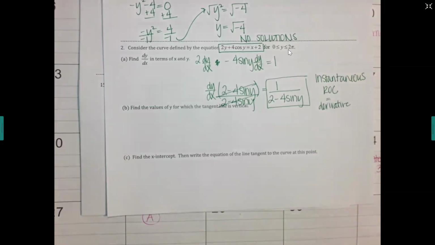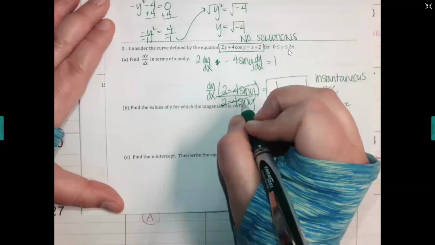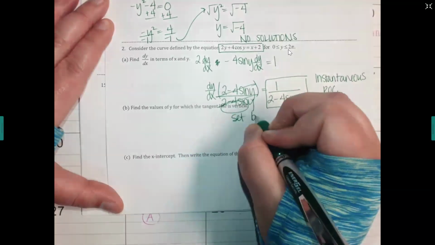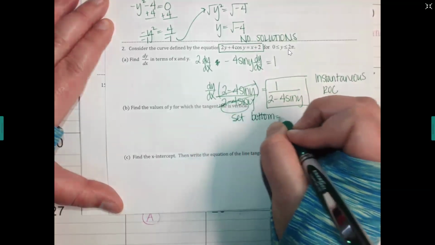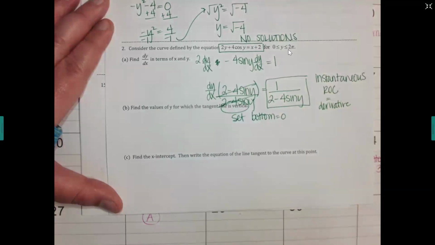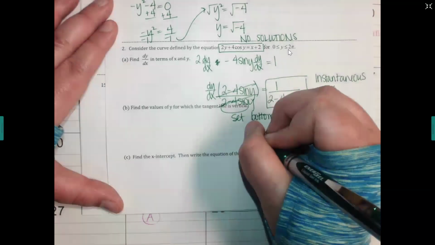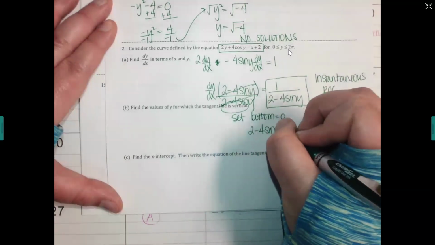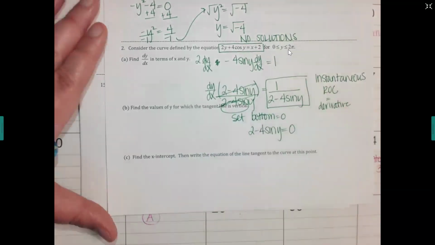Okay, if I want my tangent line to be vertical, what part of the fraction do I set equal to 0? Bottom, very good. So for a vertical tangent, we're going to set the bottom equal to 0. So I have a 2 minus 4 sine y equal to 0. What should I do first?